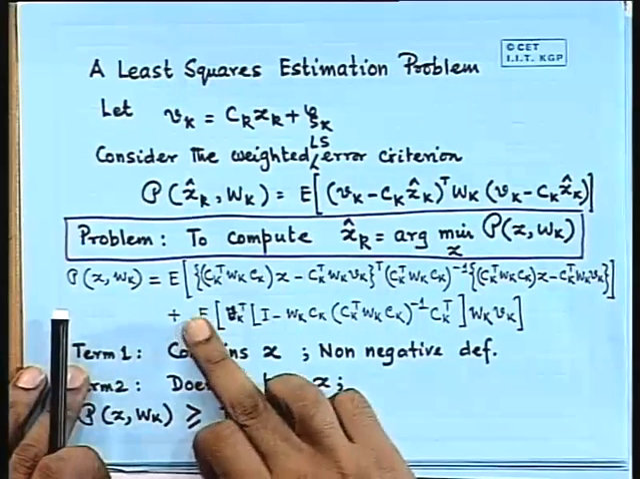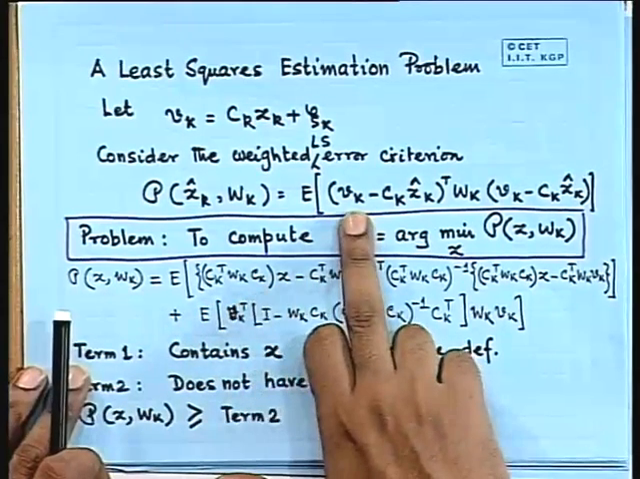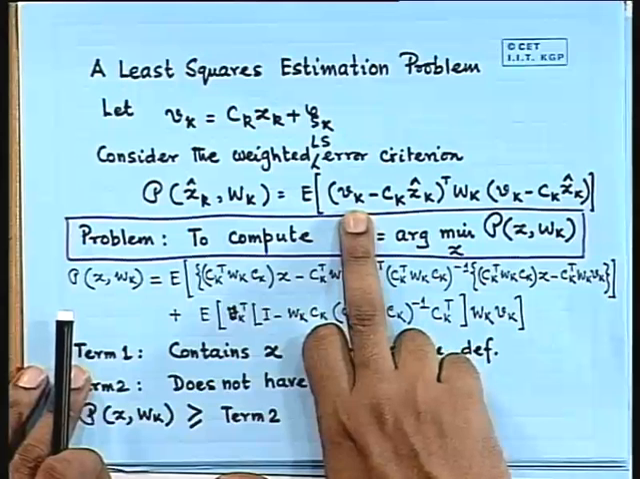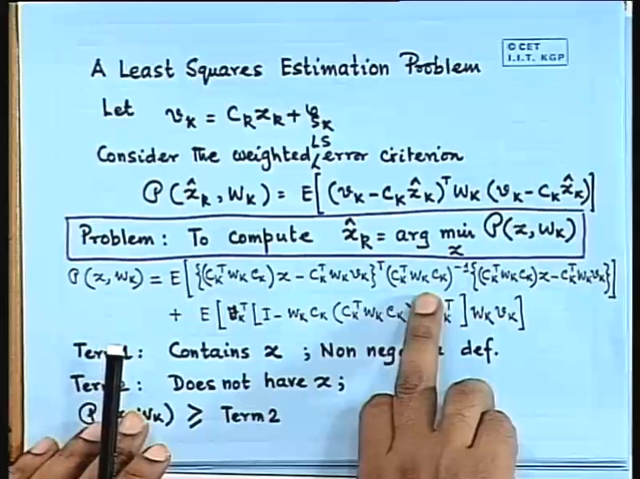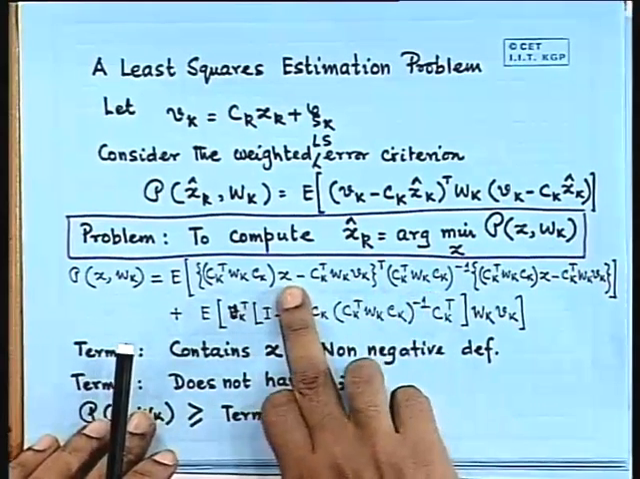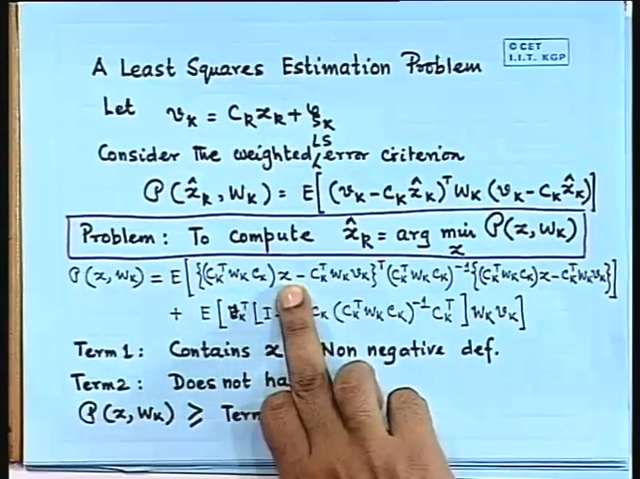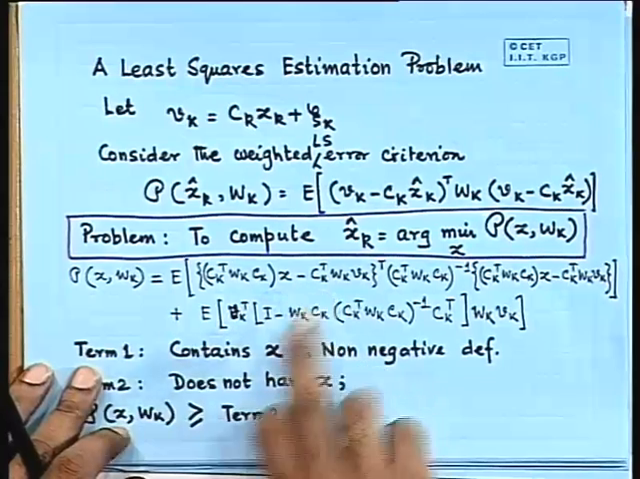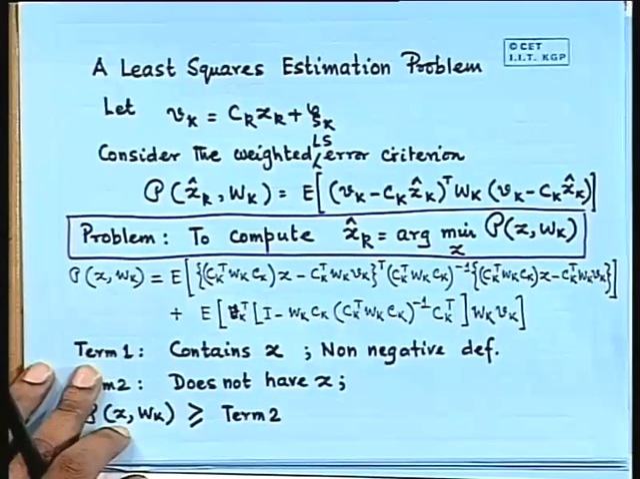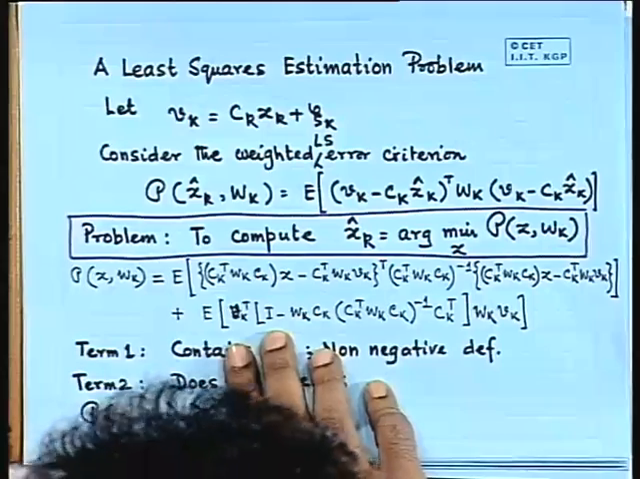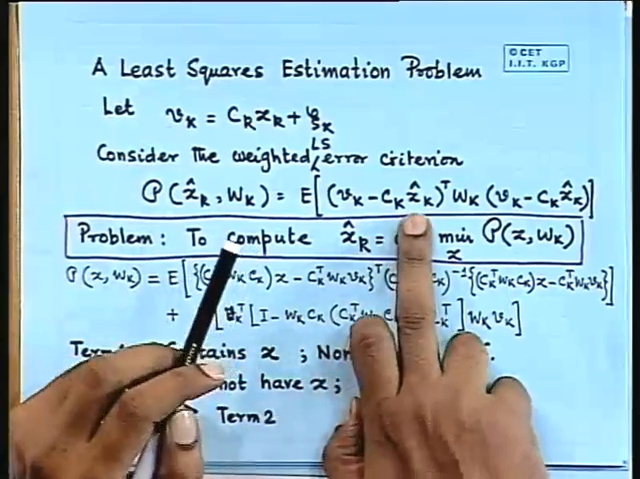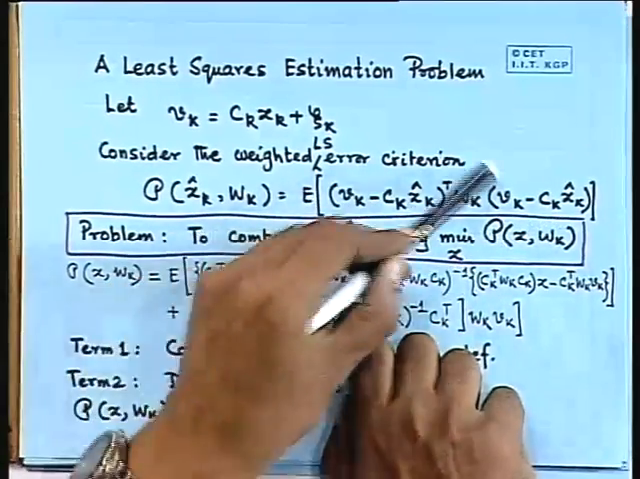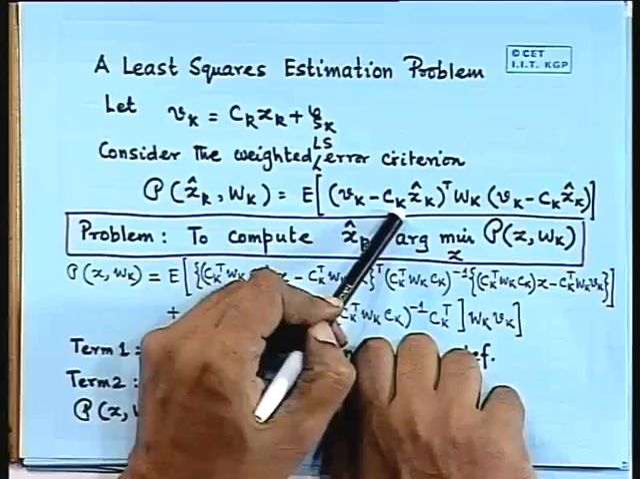What is Px Wk is Vk. Vk if I put here, let us multiply this to this, then I will get x. Just one moment, let me see. Actually what I am trying to do is I have to minimize this sum. I have to choose such an x hat such that this sum is minimized.